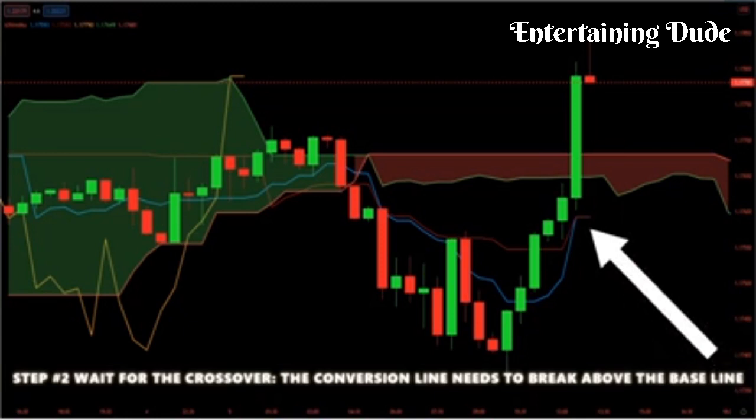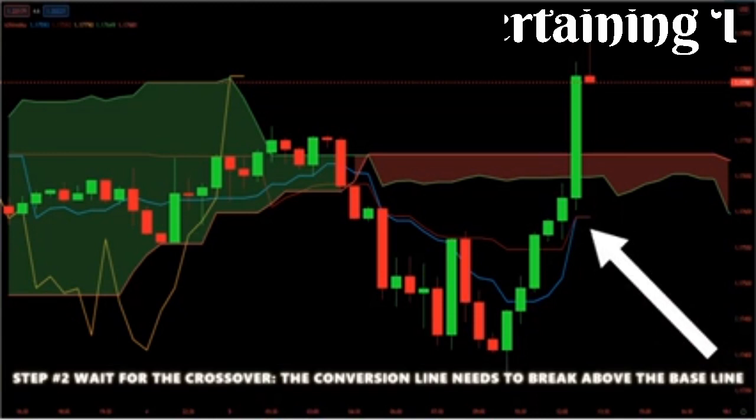The Ichimoku cloud indicator is a very complex technical indicator. The indicator is even used as a moving average crossover strategy. Now we're going to lay down a very simple entry technique for the Ichimoku Kinko Hyo trading system.